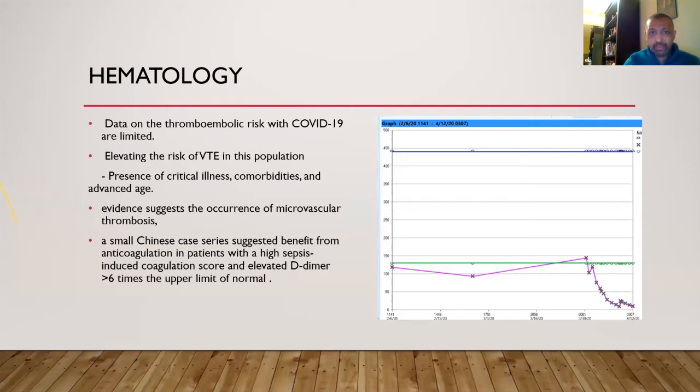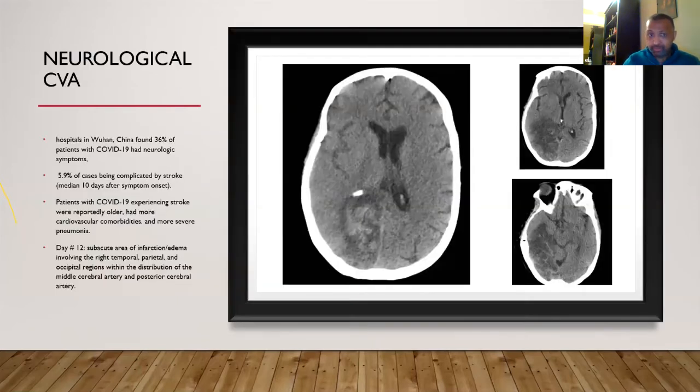Like I said, there is very limited data there, but we know they have a high risk of VTE in this population due to underlying COVID as well as other critical illnesses, because these are older gentlemen who have multiple comorbidities as well. As Dr. Fitzum mentioned yesterday, there is evidence of microvascular thrombosis too. This is one of the studies, a case series in a Chinese study, where they had D-dimer elevation more than 6 times. That has some prognostic value as well, because people who have a high D-dimer tend not to do well; it's not a favorable outcome.